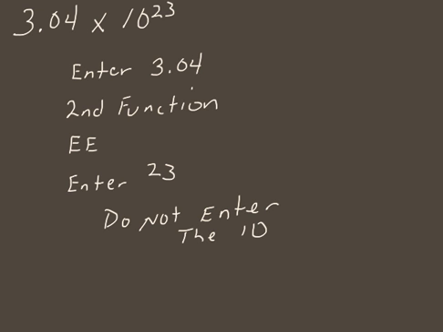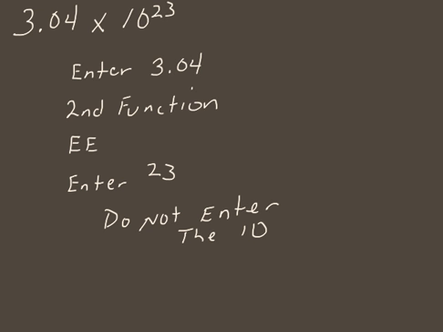If it's your first time using a scientific calculator and scientific notation, this is the way you'll need to enter it. You will pick up your scientific calculator, and you'll enter 3.04, and then you're going to hit second function, and usually it's up in the top left-hand corner, and it says second. Probably doesn't say function; just probably says second. You'll hit that.